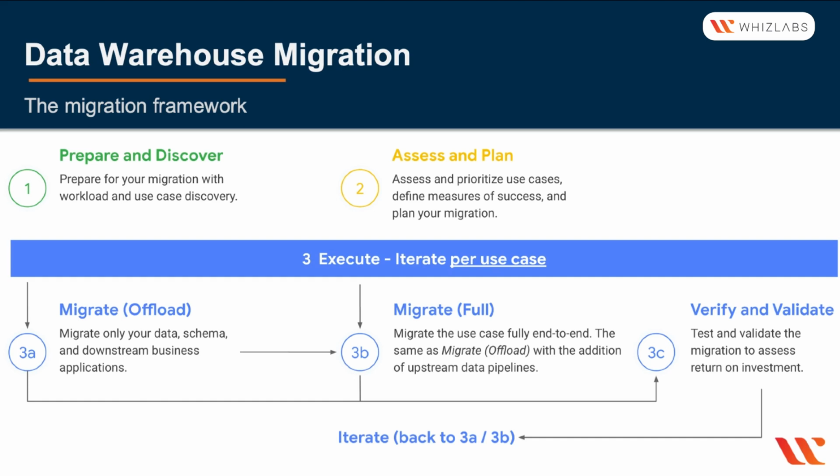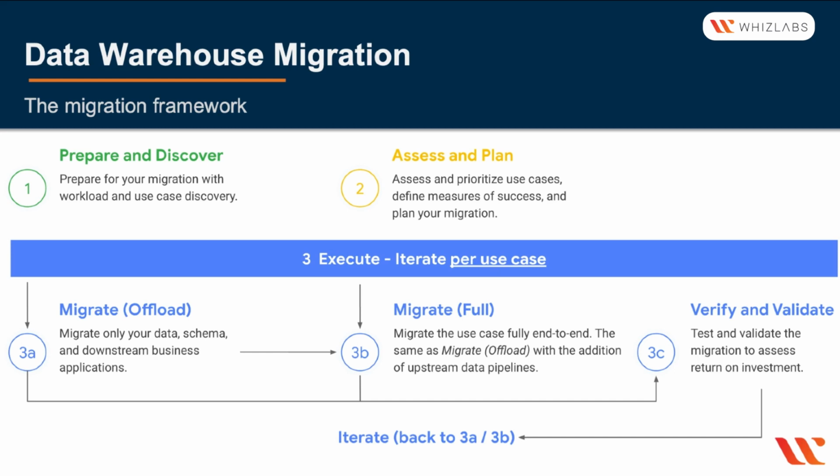There are a couple of steps here: 1, 2, 3A, 3B, and 3C. So the first step is to prepare and discover. This is where you prepare for your migration with the workload and the use case discovery. Then you have assess and plan. There you assess and prioritize the use cases where you define the measures of success, and then you get to plan the migration. Then you have the execution. This is more of an iterative process of executing different parts that have been prioritized previously.